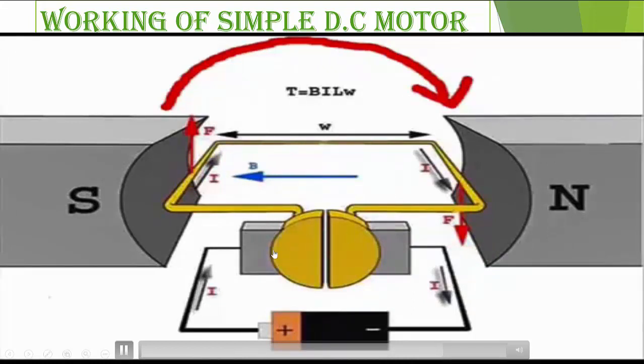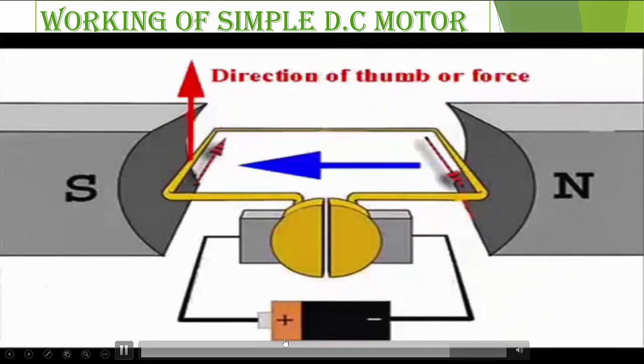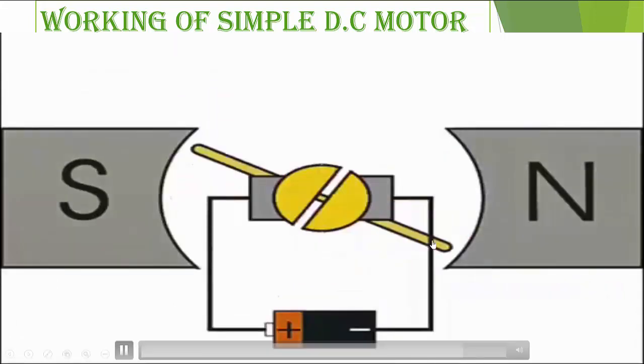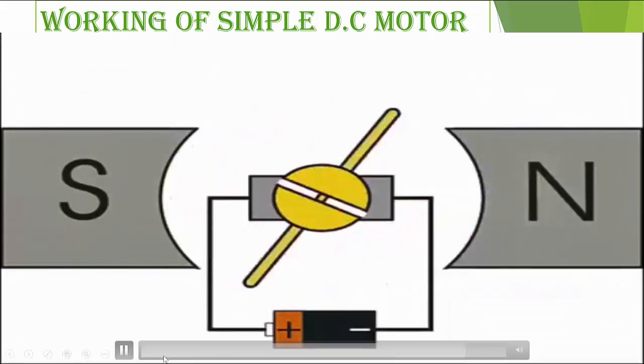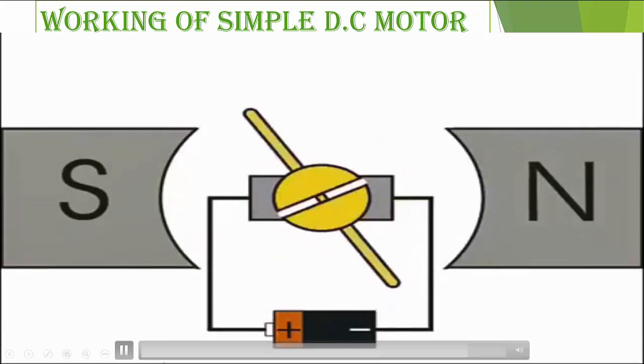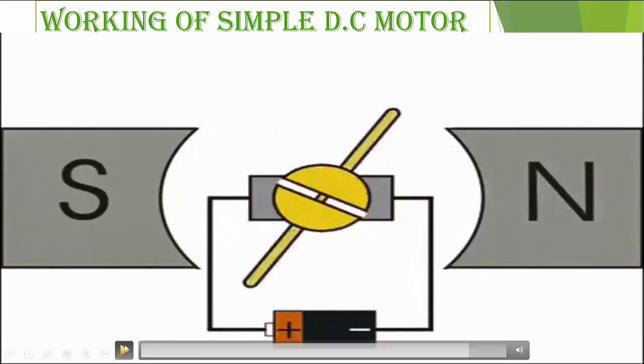So we can see that as long as the current flows through this circuit, it keeps on moving in a clockwise rotation. Here we can see that the direction of thumb is downward, so it moves like this. As you can see in this figure, the armature coil is moving in this fashion. So this is how it works.